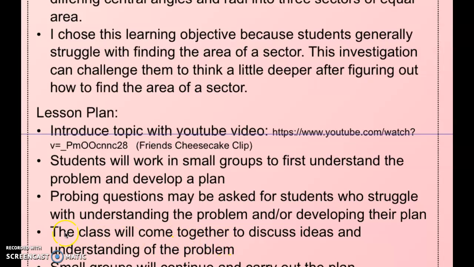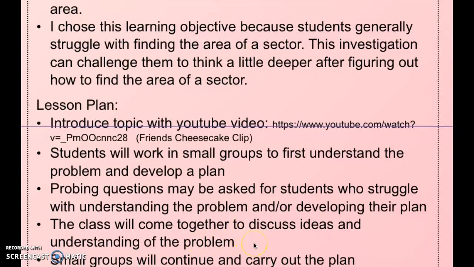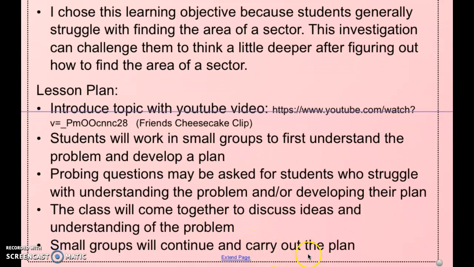And then I would probably bring the class together to just discuss those ideas and to verbalize what do they know and how do they figure that out. And then where are we going with this problem? And so then they can bounce ideas off of each other, and then they break back into their small groups in order to carry out their plan.